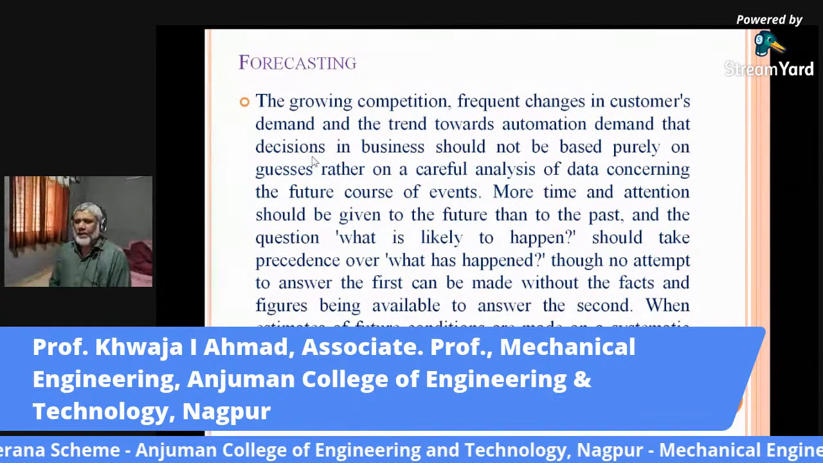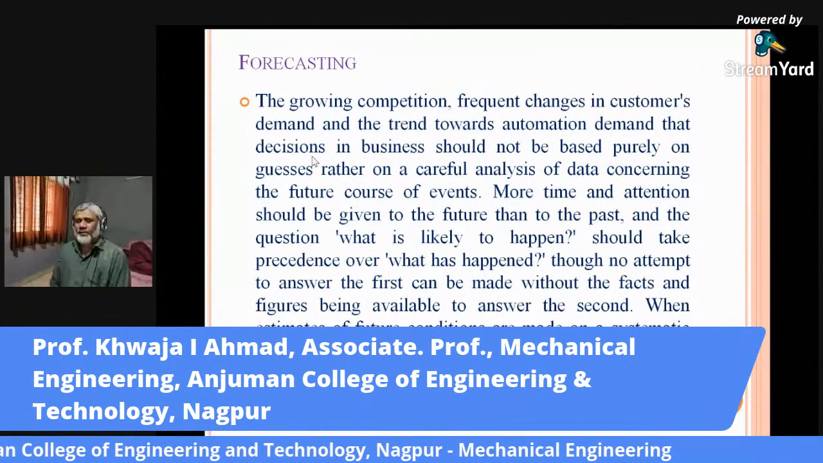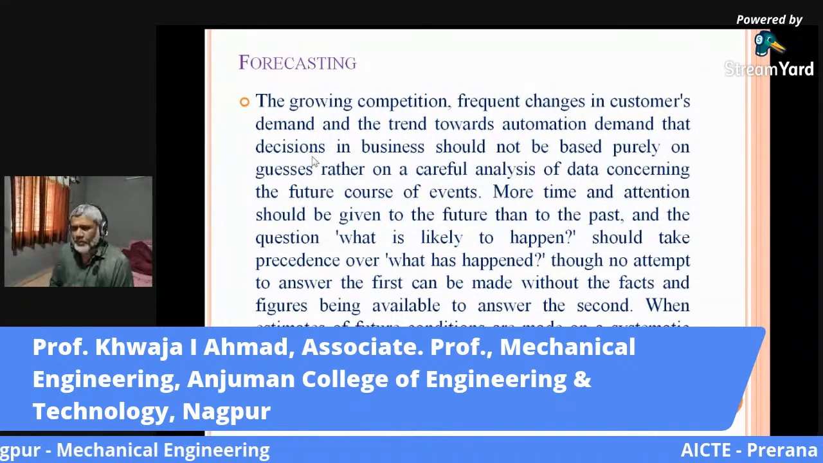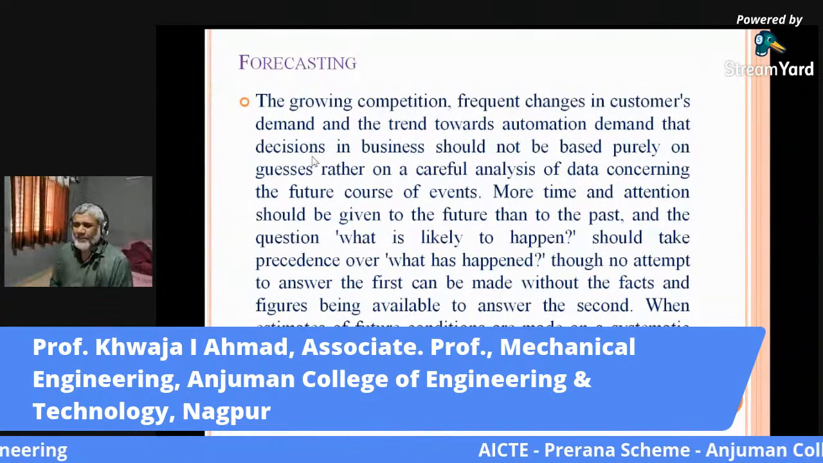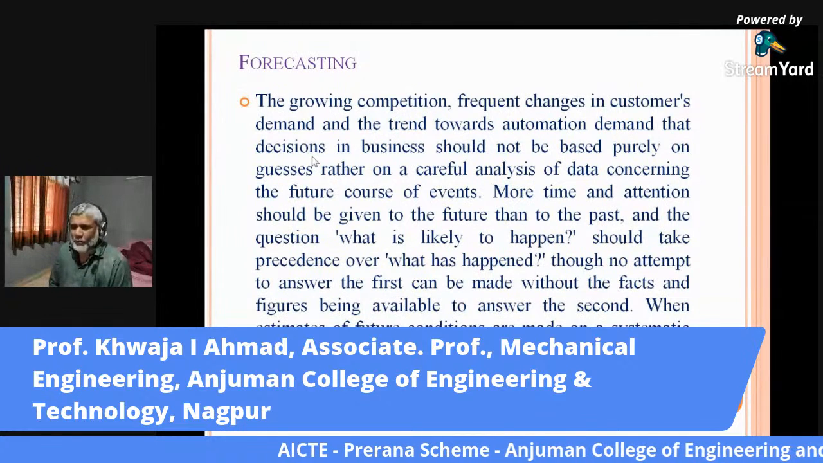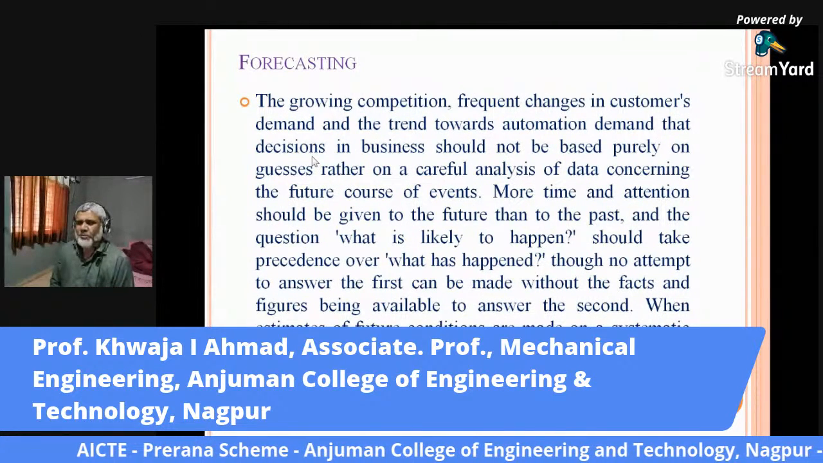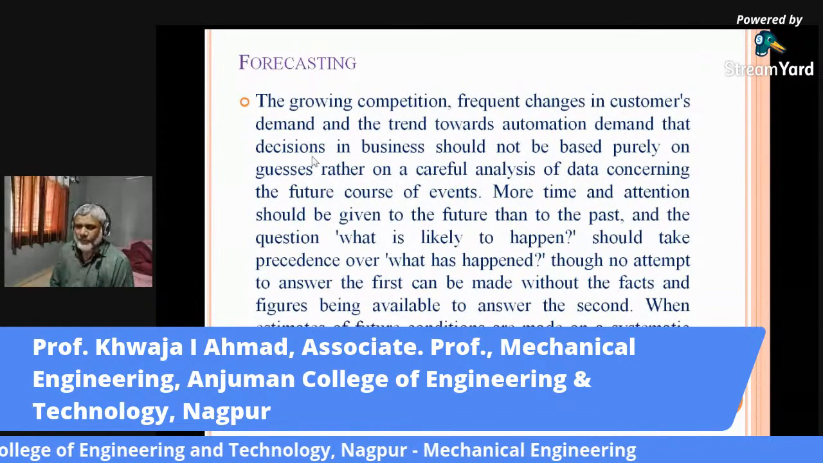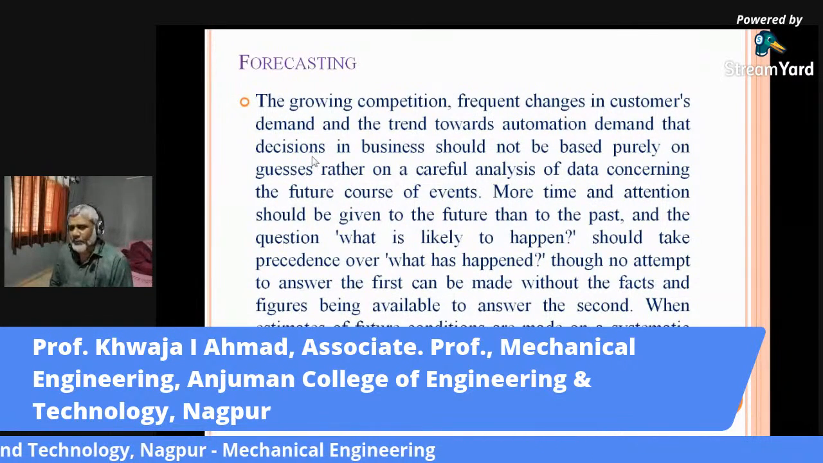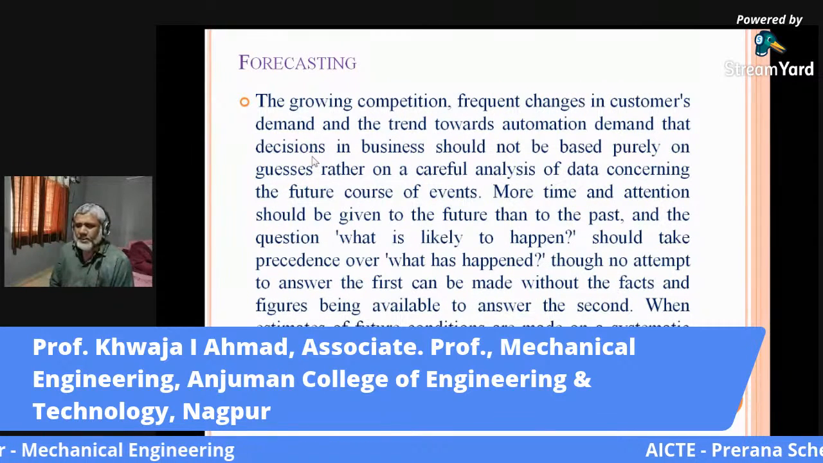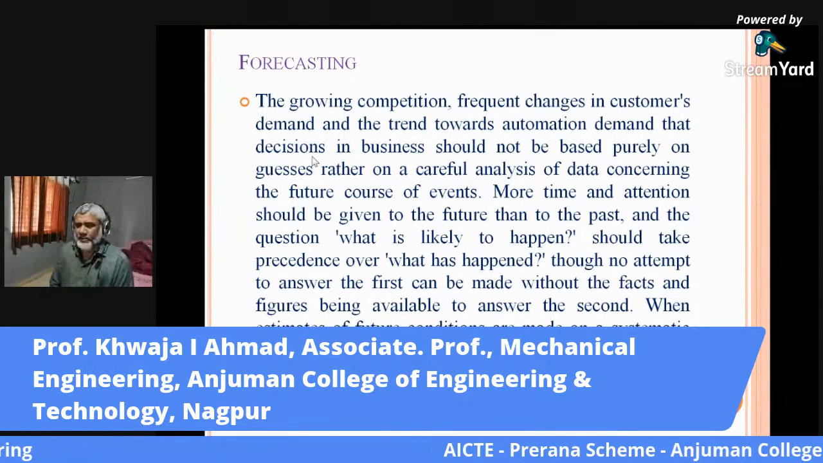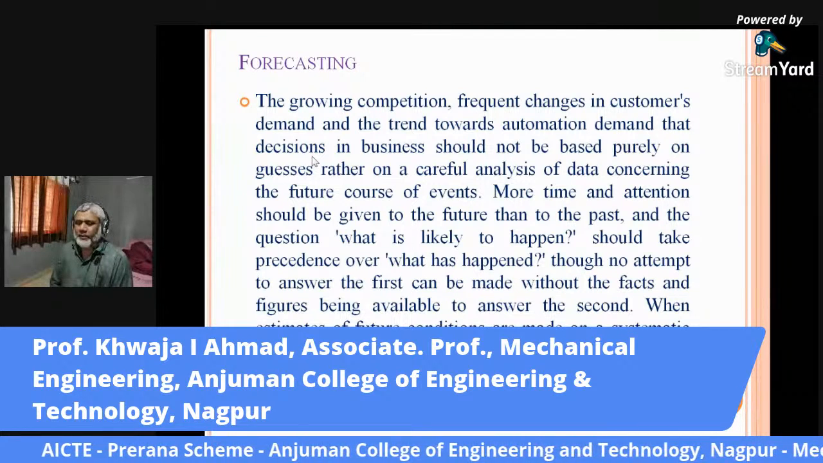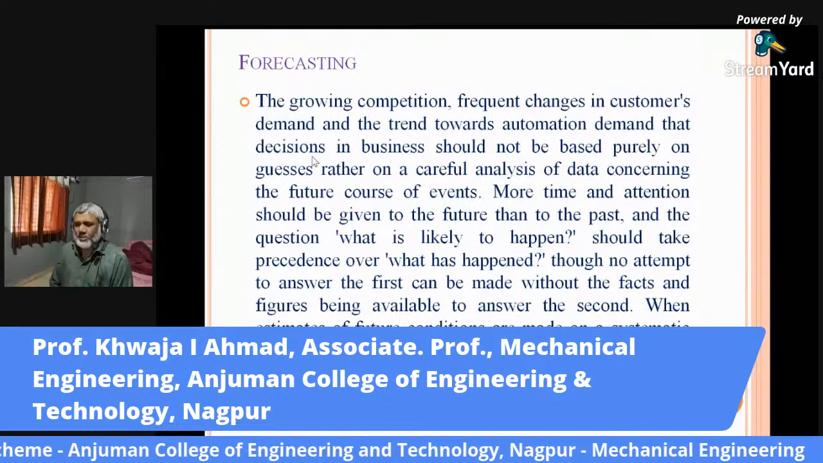More time should be given to the future than to the past, because the future is a huge possibility as compared to the past, and what is likely to happen is of utmost importance from the point of view of a manufacturing unit. Why? Because whatever we are manufacturing in an enterprise should be accepted by the customer, and the customer should buy it. That is the main focus of any organization.